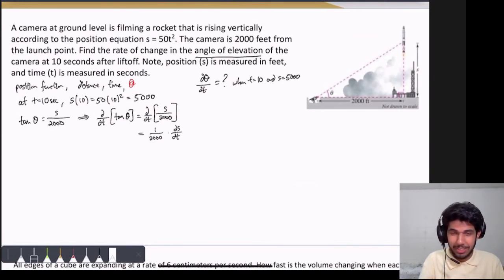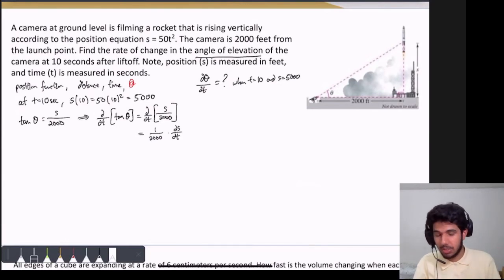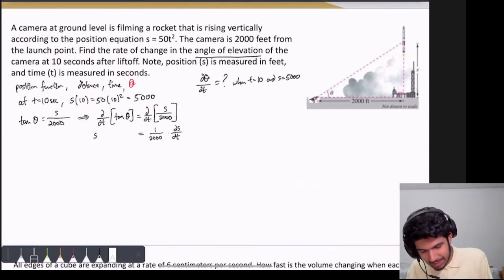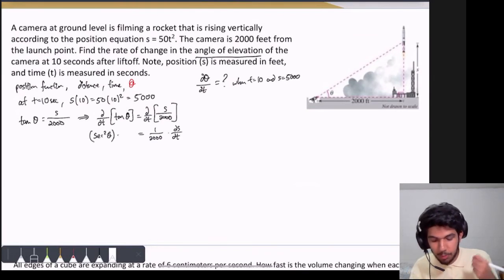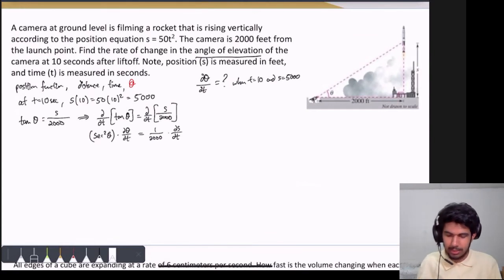So we do the outside function. Remember, we think chain rule because the variables don't match, so the outside function is tangent. The derivative of tangent is secant squared. And then the inside stays, and then we de-stuff it. We take the derivative of the inside, which is d theta dt. Okay, so that is the derivative of both sides.